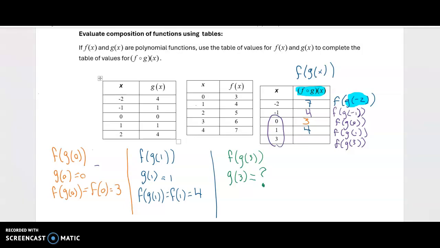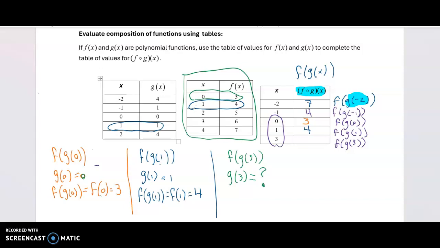You can see in orange here the work for f of g of 0. We found that g of 0 was 0. So then we went into our table for f of x and g of x and found f of g of 0 is the same as f of 0, and we got 3. In blue, we have here f of g of 1. So we looked for what g of 1 is, and it happened to be 1. So then we found f of g of 1 is the same as f of 1, and we got 4.